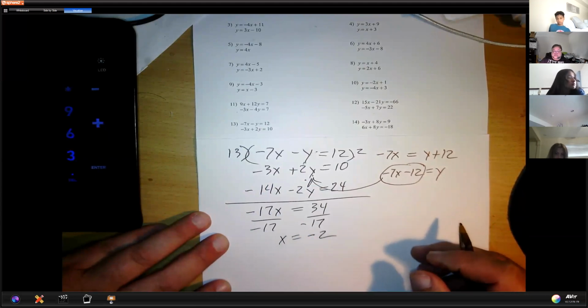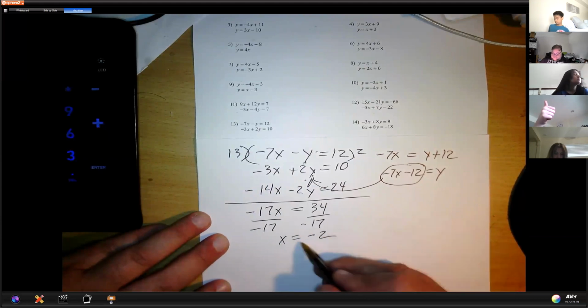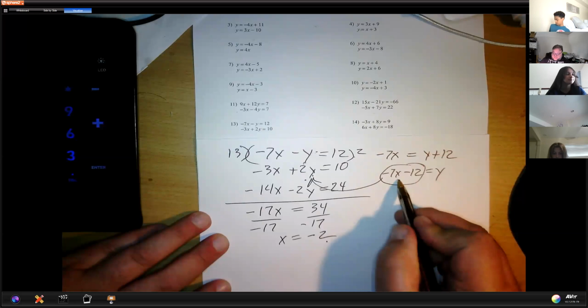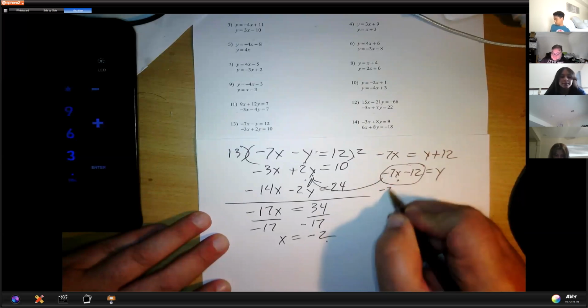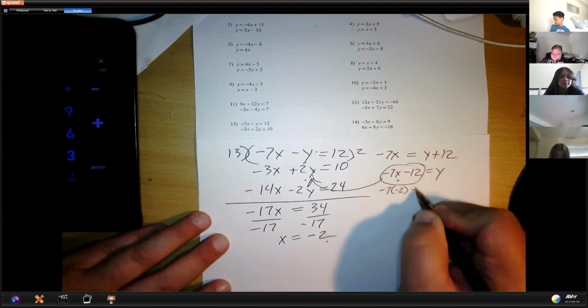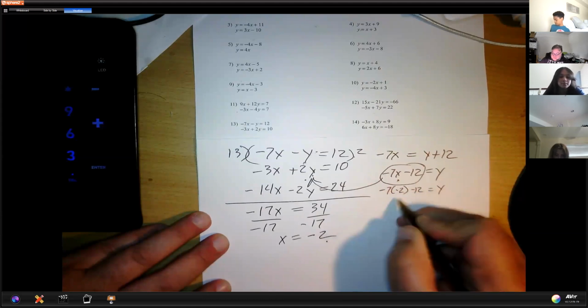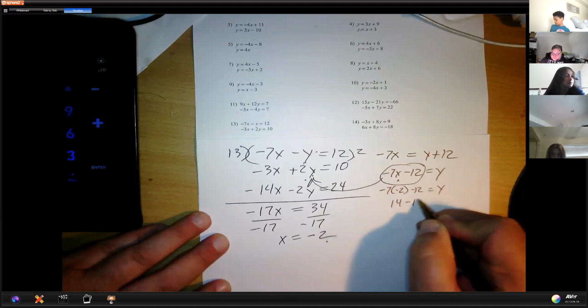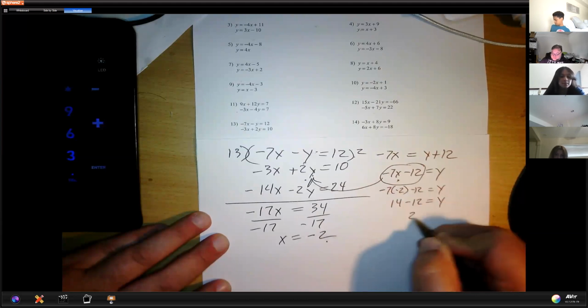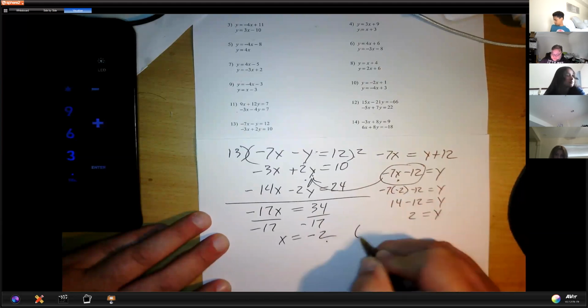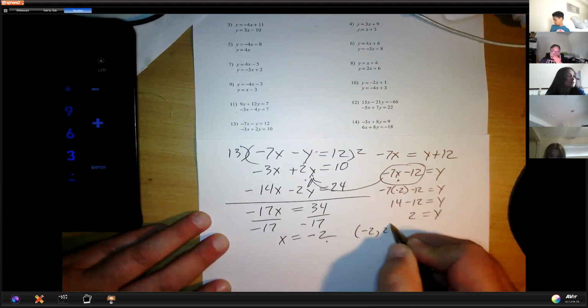Make sense? So now I have my value for x. I can plug it in right here if I want. So I get negative 7 times negative 2 minus 12 equals y. So I get 14 minus 12 equals y. 2 equals y. So my point's going to be negative 2 comma 2.